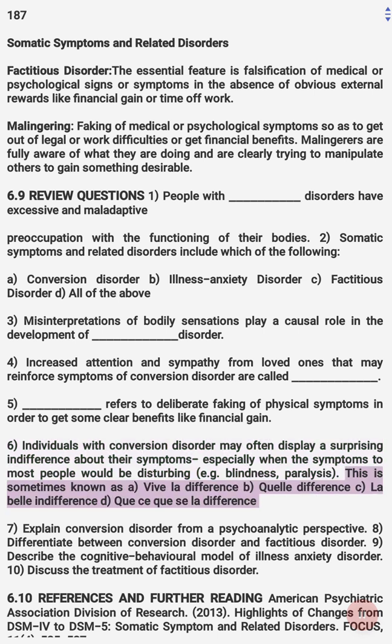This is sometimes known as A. Vive la difference, B. Quelle difference, C. La belle indifference, D. Qu'est-ce que c'est la difference. 7. Explain conversion disorder from a psychoanalytic perspective. 8. Differentiate between conversion disorder and factitious disorder. 9. Describe the cognitive behavioral model of illness anxiety disorder. 10. Discuss the treatment of factitious disorder.